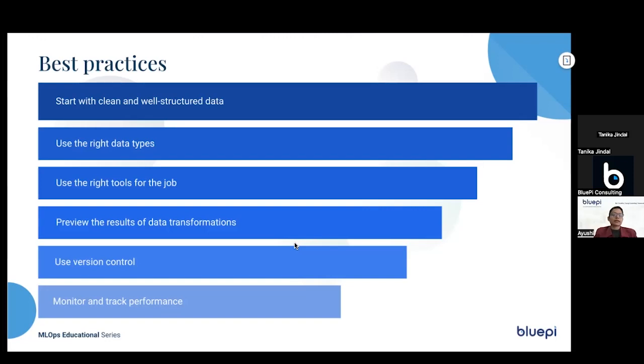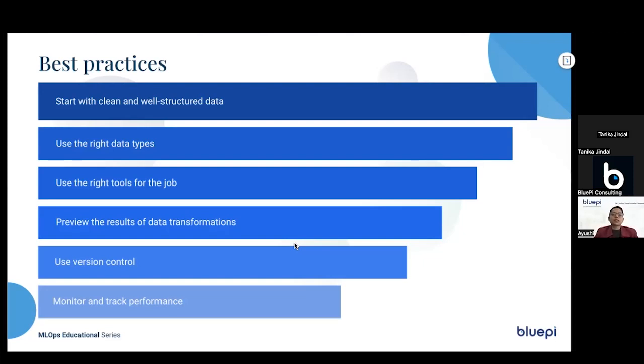Okay. Next point is use the right data types. As I showed, Data Wrangler supports a wide range of data types, including text, numerical, categorical, and date time. It is important to use the right data type for each column in your data to ensure that Data Wrangler can handle the data correctly and to avoid errors. So always remember to check the data types once you ingest the data.